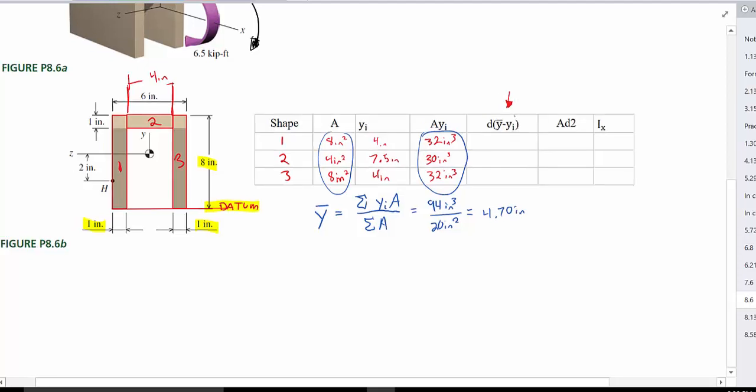So y bar minus y, so we're going to continue with our section here. Y bar minus y, 4.7 minus 4 is 0.7 inches. 4.7 minus 7.5 is going to be negative 2.8 inches. And this is also 0.7 inches. So area multiplied by the distance squared. Sorry for my notation, that should be area times distance squared.